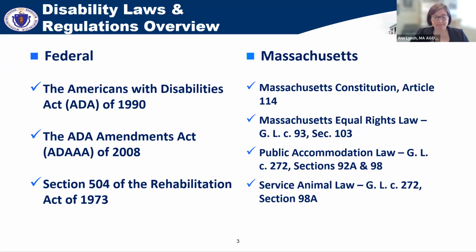This is obviously an incredibly sweeping constitutional provision that broadly requires the inclusion of disabled individuals in all of our municipal activities. There's also the Massachusetts Equal Rights Law, which can be found at General Laws, Chapter 93, Section 103, the Massachusetts Public Accommodation Law, which can be found at General Laws, Chapter 272, Sections 92A and 98. And finally, the Service Animal Law might come into play, and that can be found at General Laws, Chapter 272, Section 98A. Next slide.